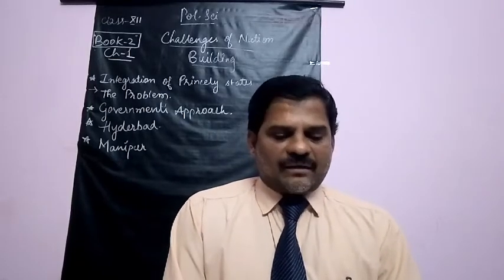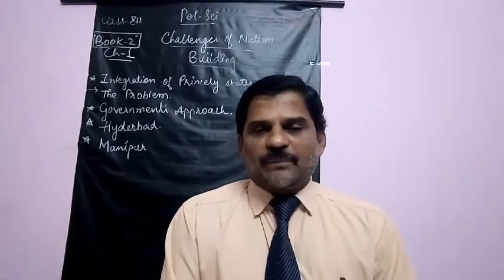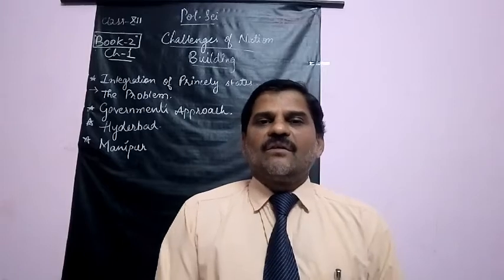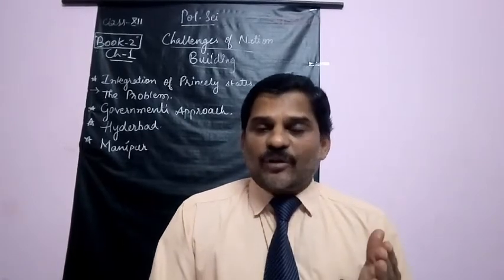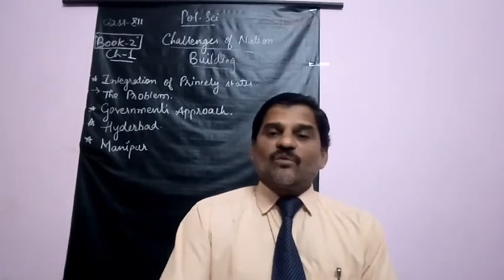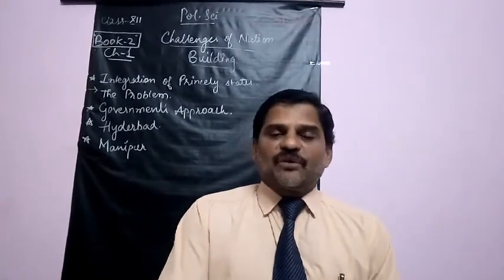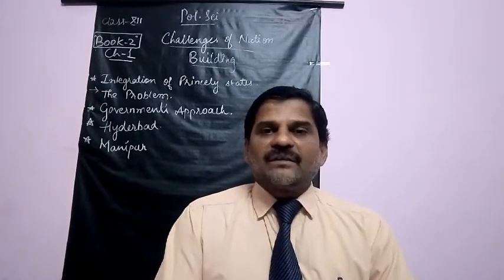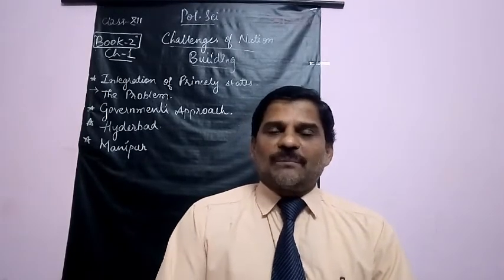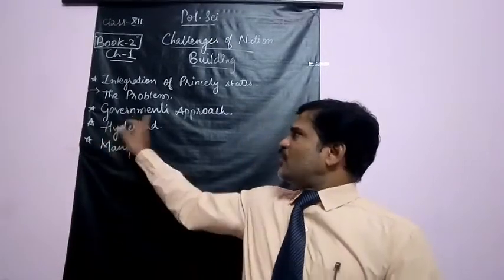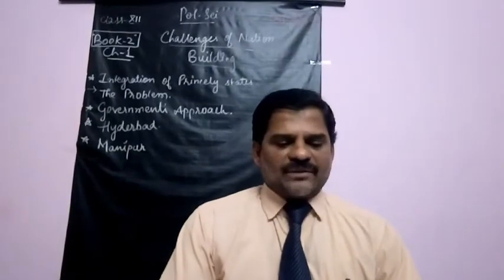And the rulers were unwilling to give democratic rights to their people. The rulers of these princely states are not willing to give up the democratic rights of their people. Now, it's a big challenge before the Indian Constituent Assembly or the Indian interim government. Then what happened? The government adopted one approach, one method, one strategy. What was that? Let us see. That is the government's approach.